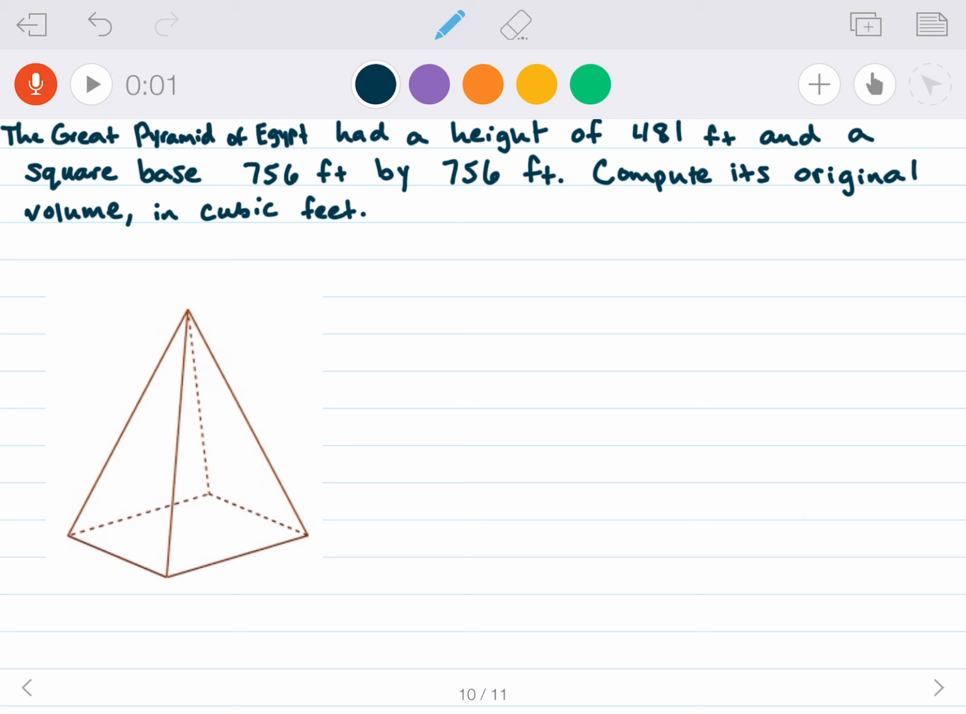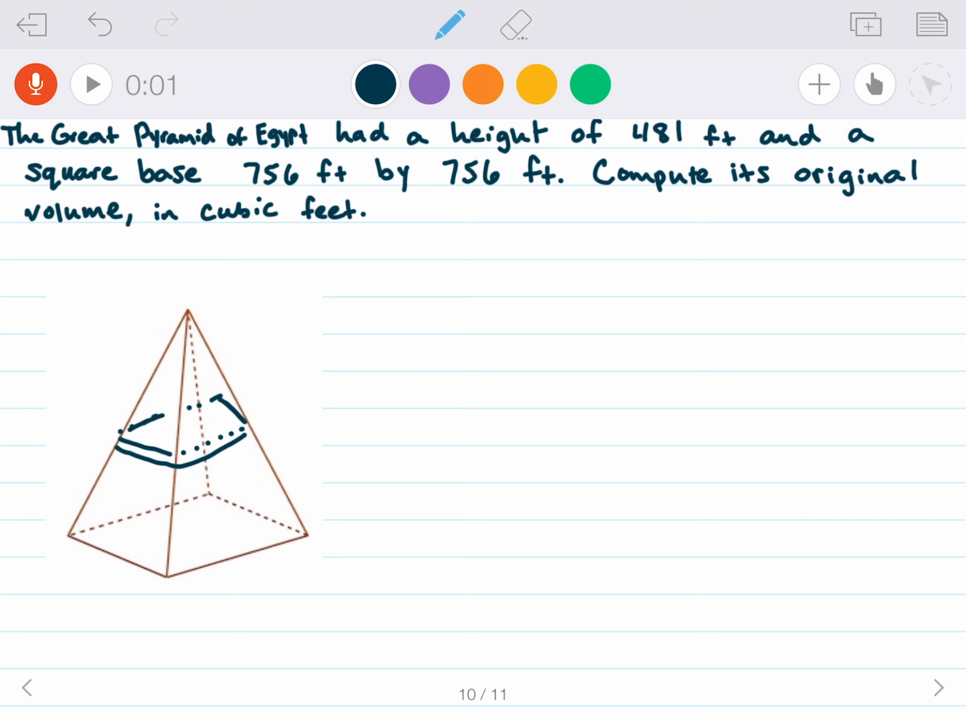The Great Pyramid of Egypt had a height of 481 feet and a square base of 576 feet by 576 feet. We want to compute its original volume in cubic feet. So the first thing that we can recognize is that we can make slabs inside of this pyramid that are not circular but are more rectangular in nature.